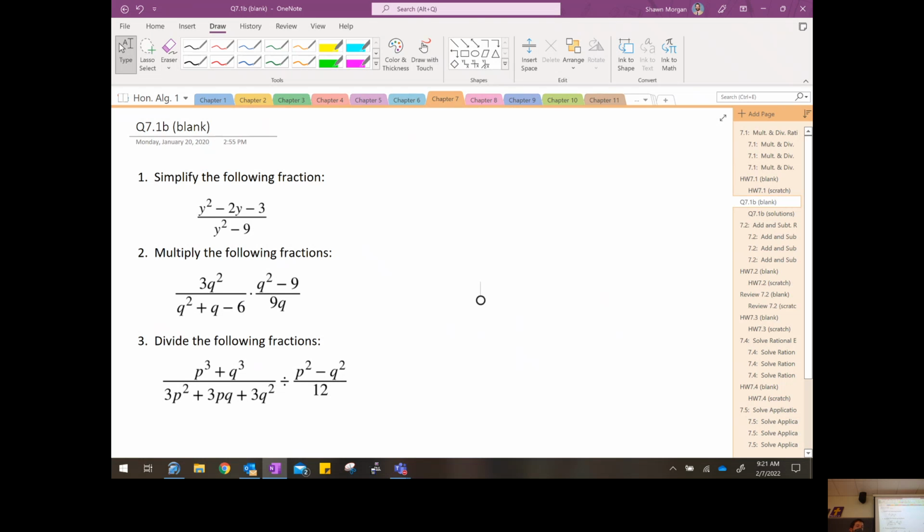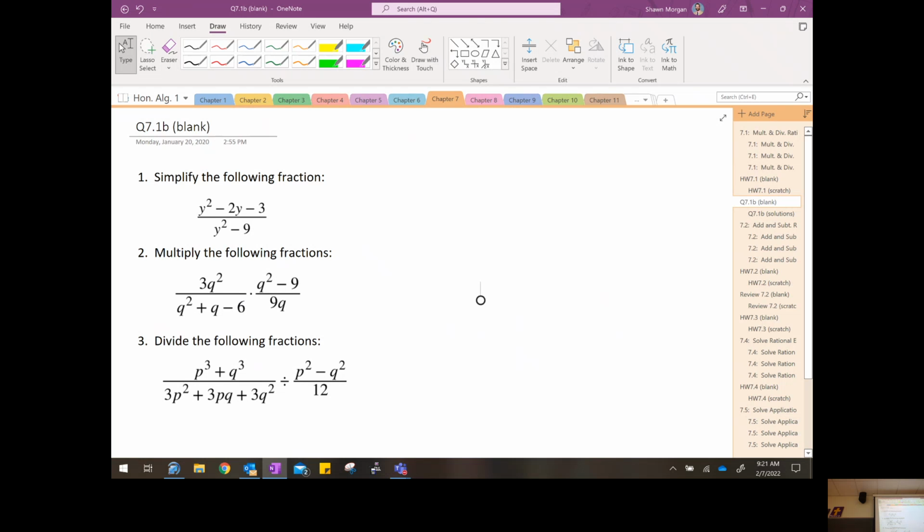The hardest thing about a quiz like this, I'm not going to say would, I'm going to say will, be whether you can factor. Plain and simple, whether you can factor.